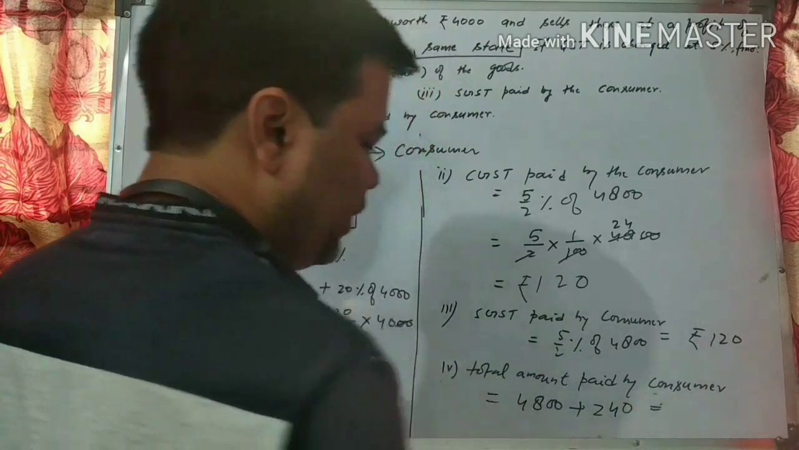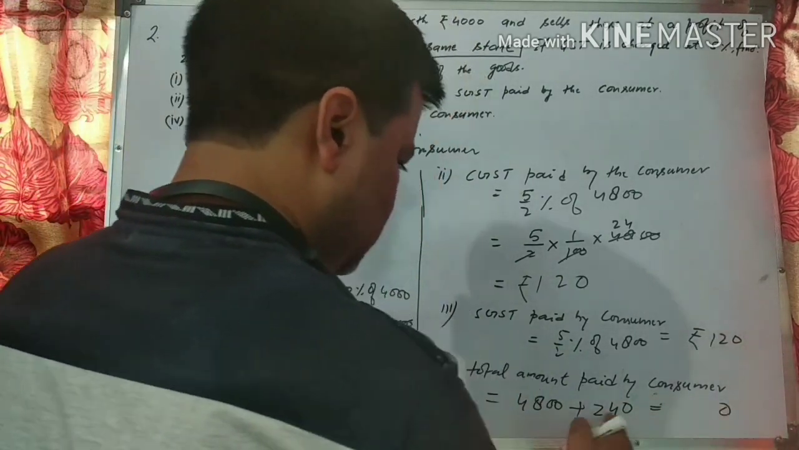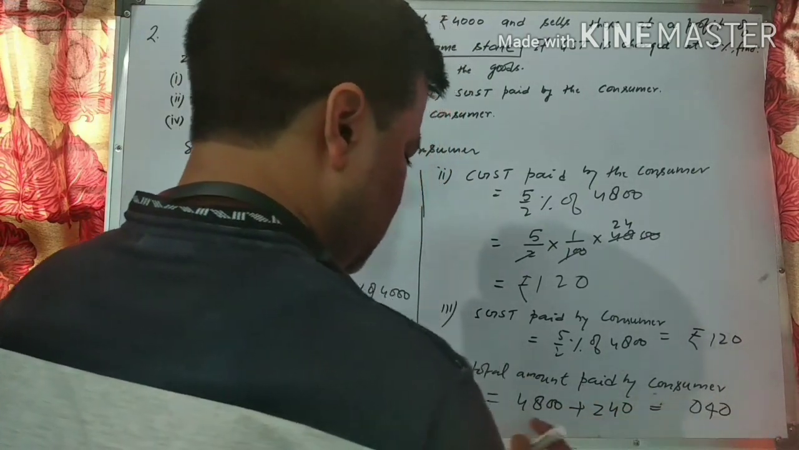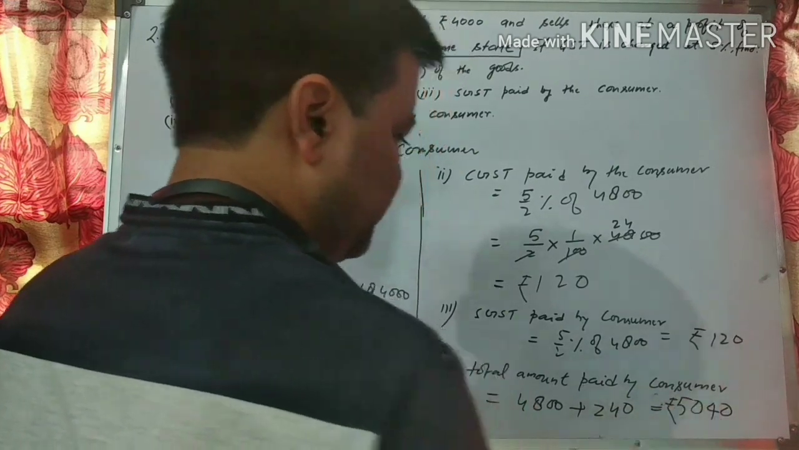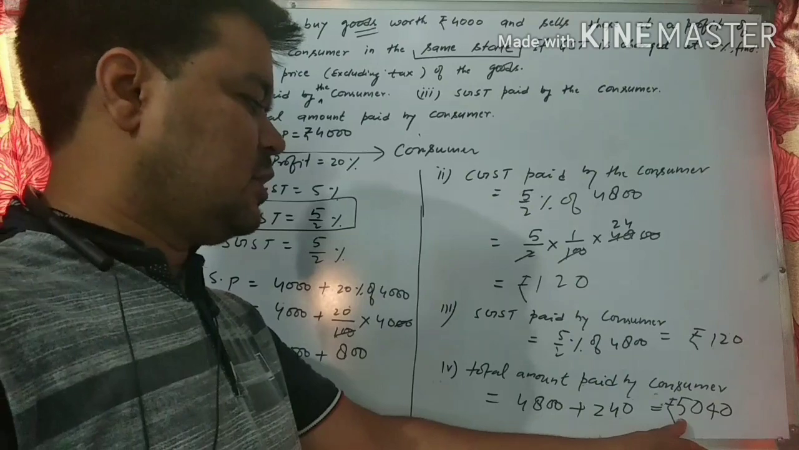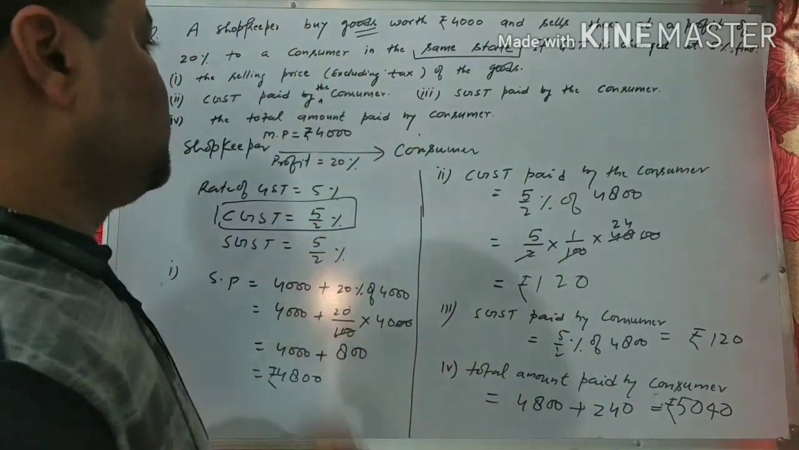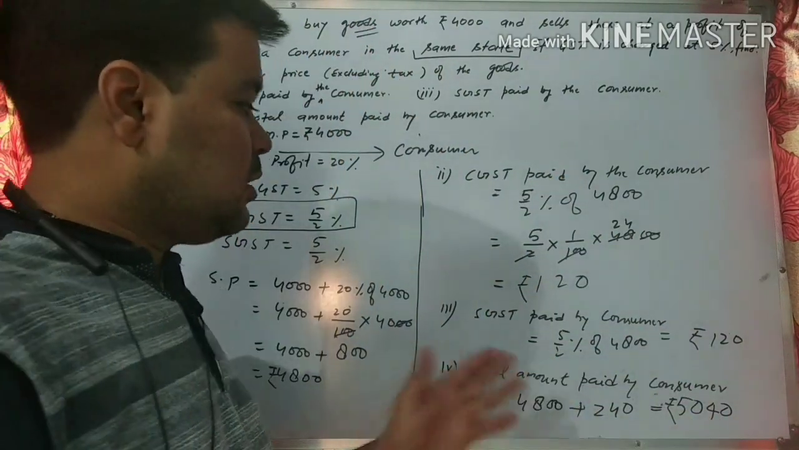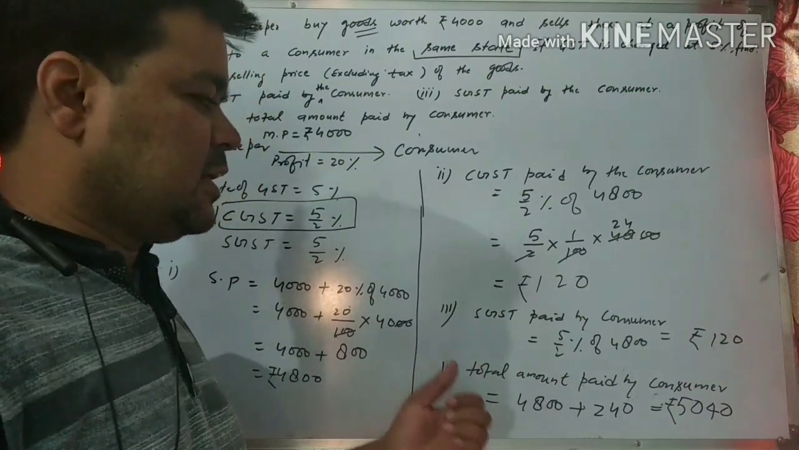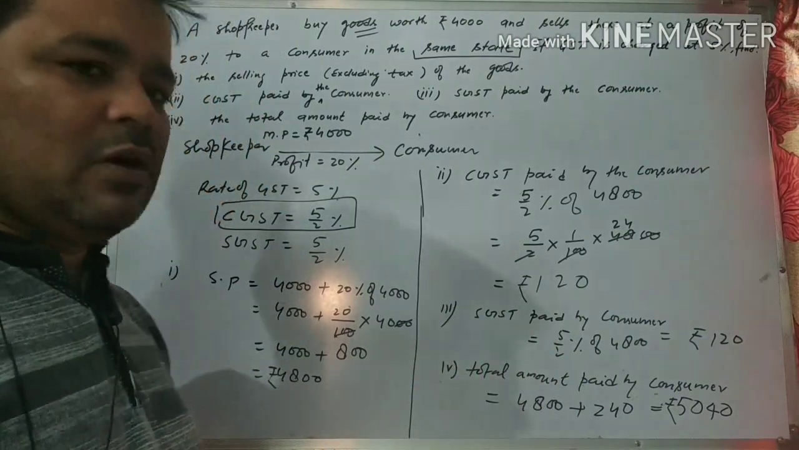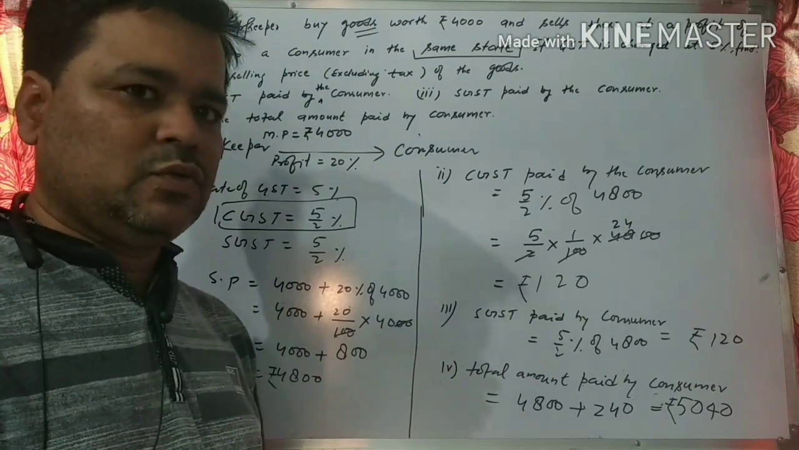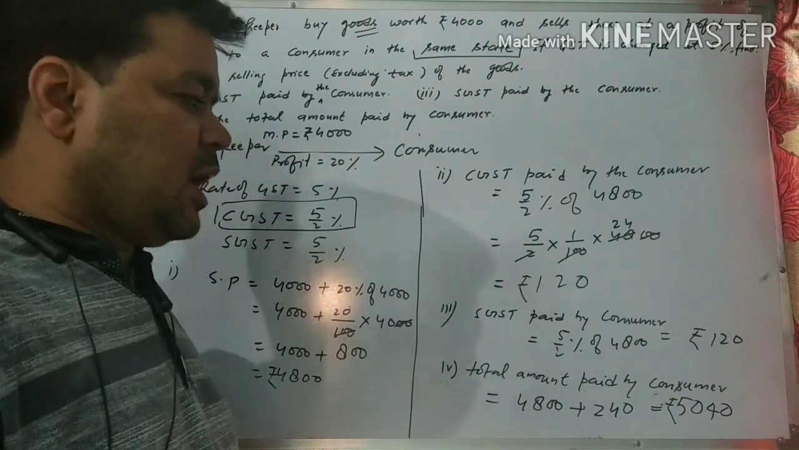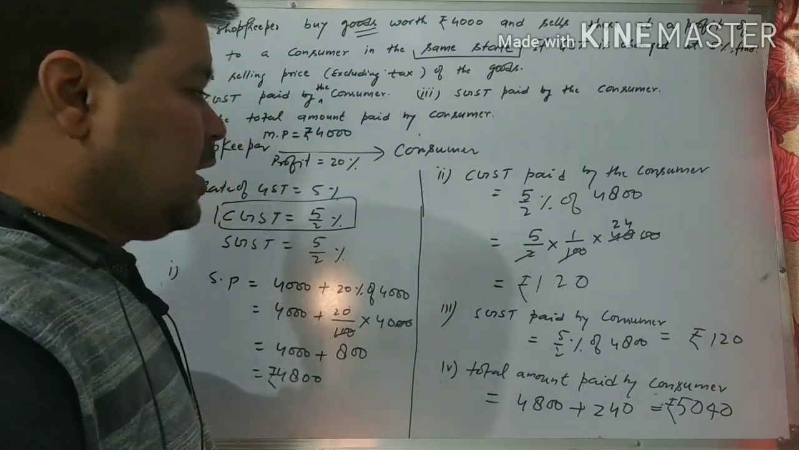Now if we add it, then it will be 0, 0, and 4, 4, and 8 plus 2 is 10, carry 1, and 4 and 1 is 5. It means the consumer had to pay 5,040 rupees for this goods. Okay, 5,040 rupees for this goods. These are the first two questions of exercise first. In this way, you can solve some questions from the example also. Only two questions today I will explain. Next day I will explain some more questions related to exercise first.